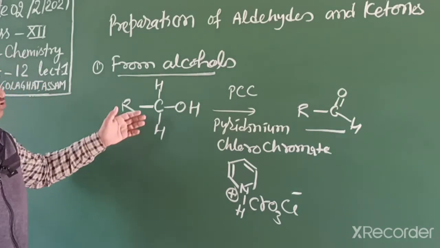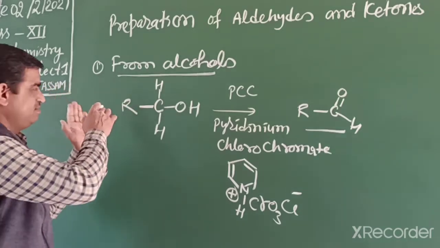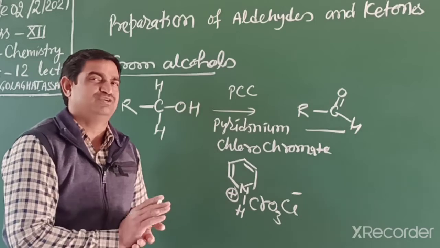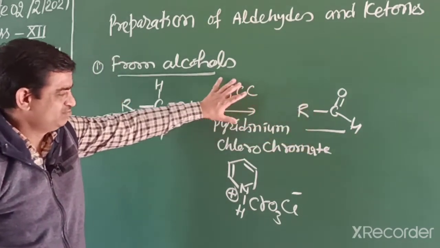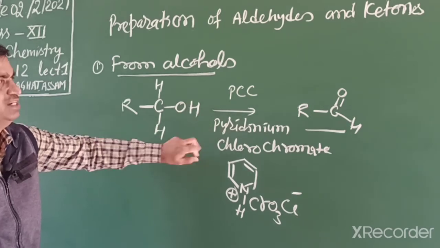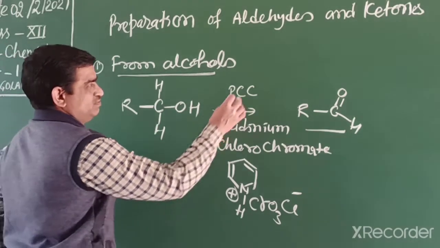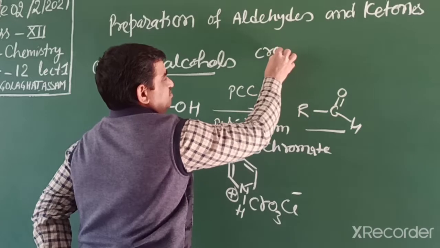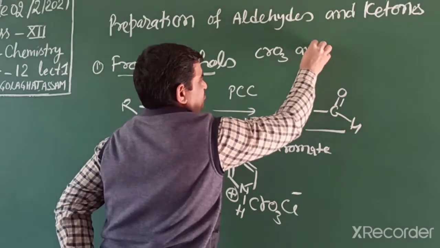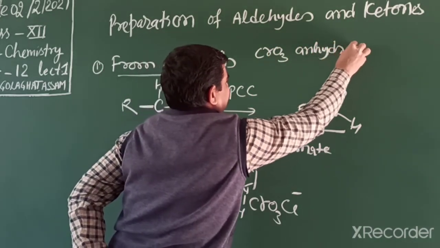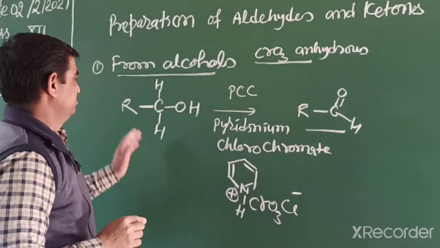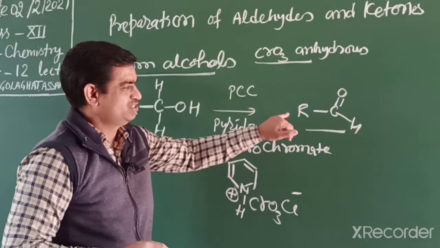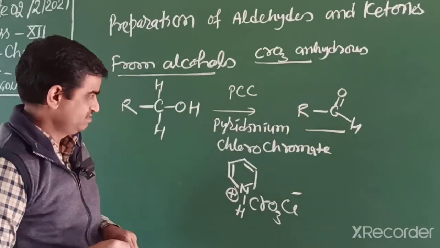If we use a strong oxidizing agent, then the primary alcohol converts to the corresponding carboxylic acid. If you want to stop at the aldehyde, then we have to take such a reagent, or we can use CrO3 anhydrous, means moisture free, that is a weak oxidizing agent. Then the primary alcohol also changes into aldehyde.